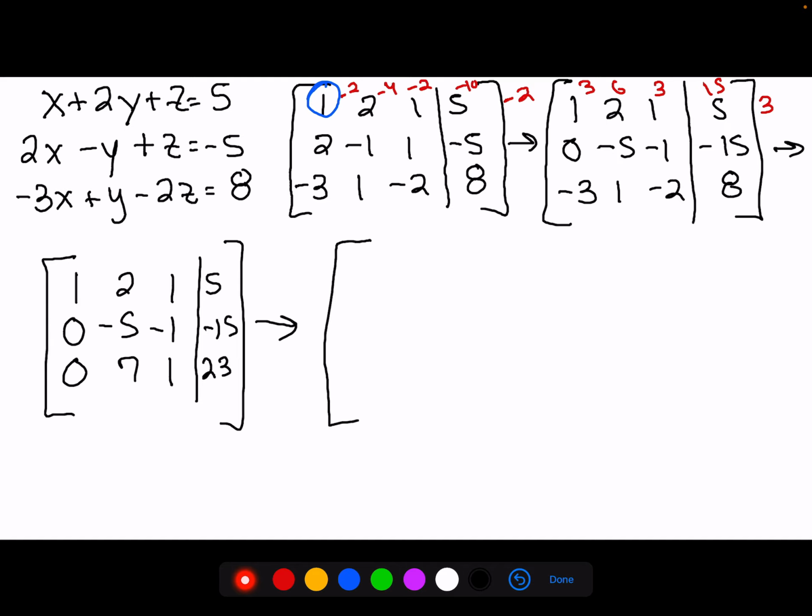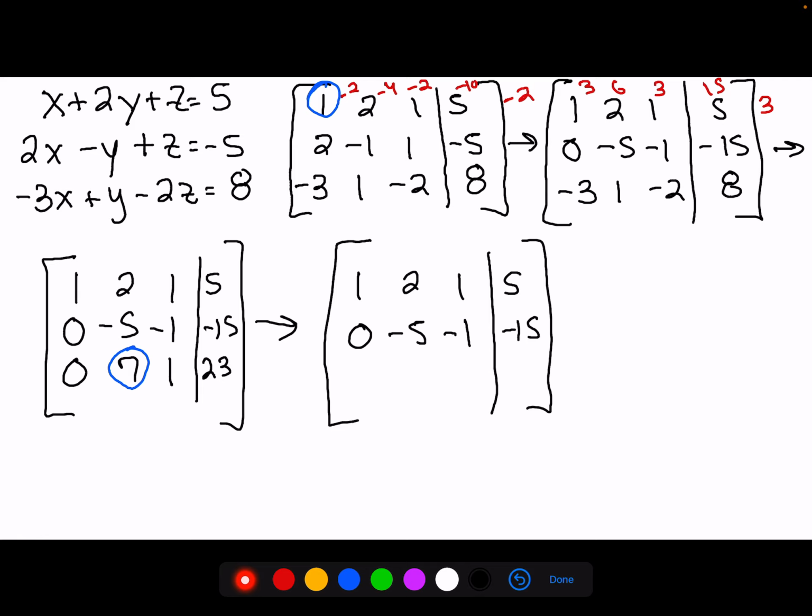Now I'm interested in getting the 0 here. So I think I'll do that next. For now, we're going to keep the first and second row the same. But I am going to take, let's see how I could do this. I could take second row times 7 and third row times 5 and combine those.